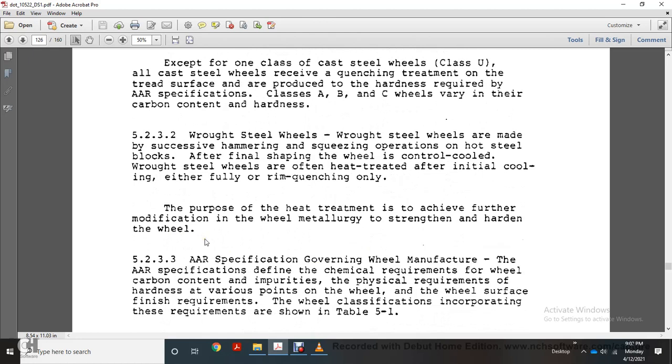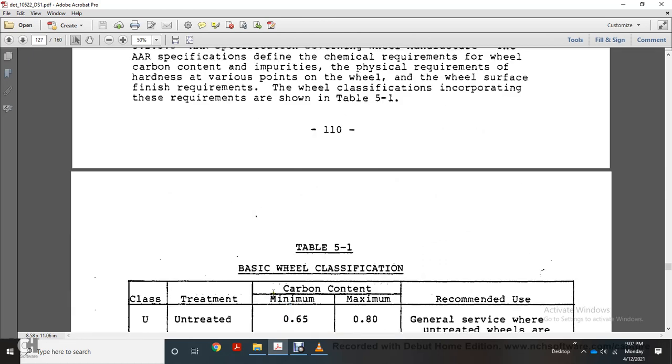5.2.3.3 AAR specification governing wheel manufacture. The AAR specification defines the chemical requirements of the wheel, such as carbon content and impurities, and the physical requirements, such as hardness at various points on the wheel, surface finishing, and heat treatment requirements. The wheel classification, incorporating these requirements, is shown in Table 5.1.